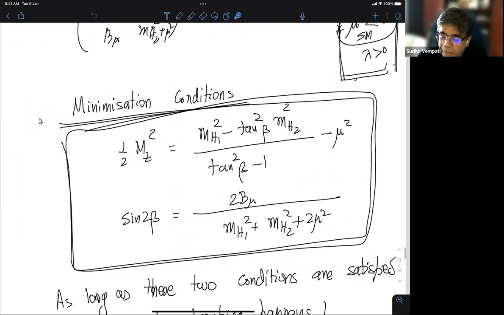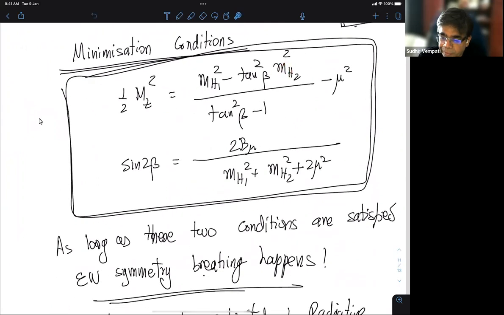Okay, now MH2 square can become negative, so the entire term becomes positive. And tan beta is always positive, V2 by V1 is always positive. So MZ square should always be positive. The main condition is that MZ square cannot be negative, because we don't want any imaginary components. But of course, this is all true at the tree level. All these minimization conditions are only true at the tree level, but let's say that this is true.